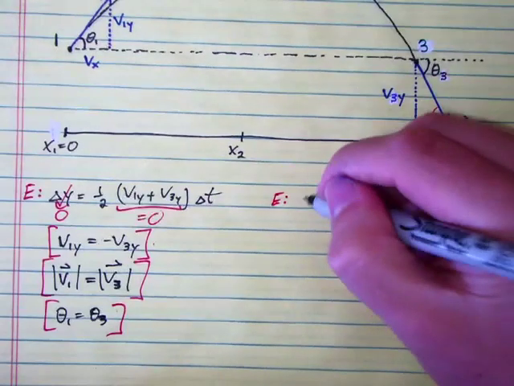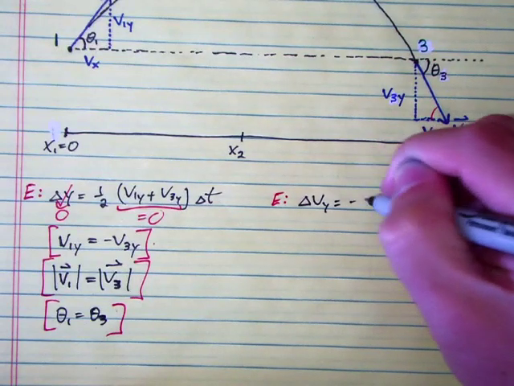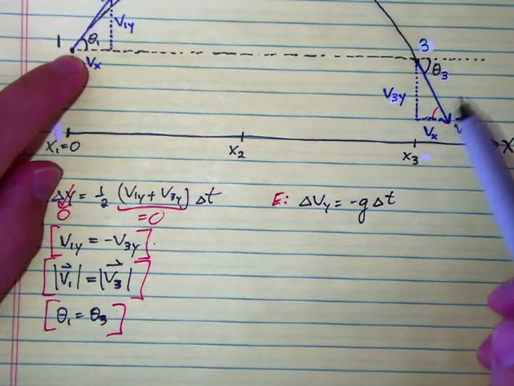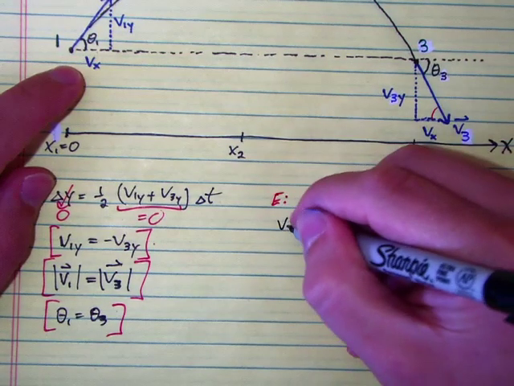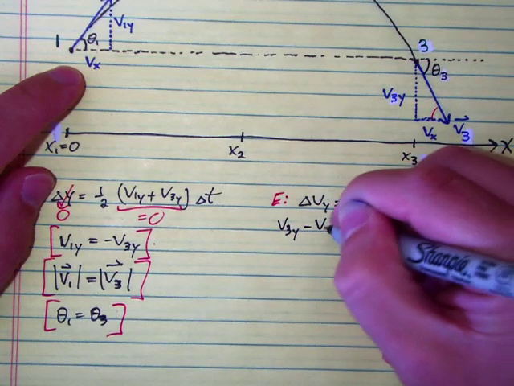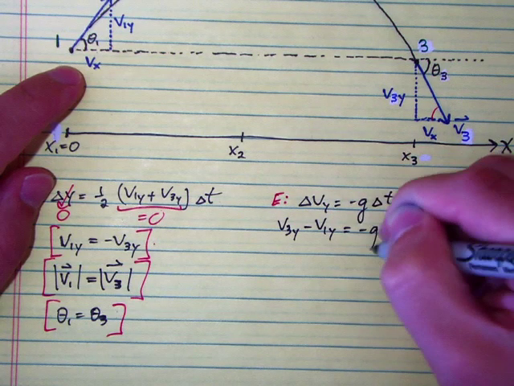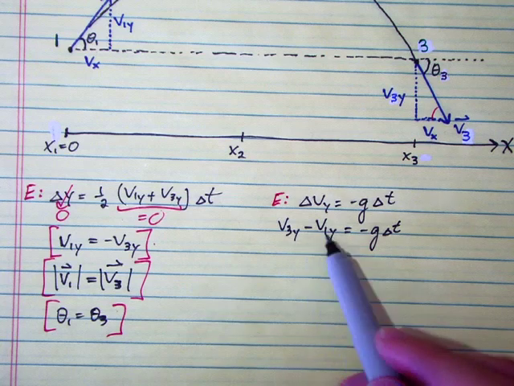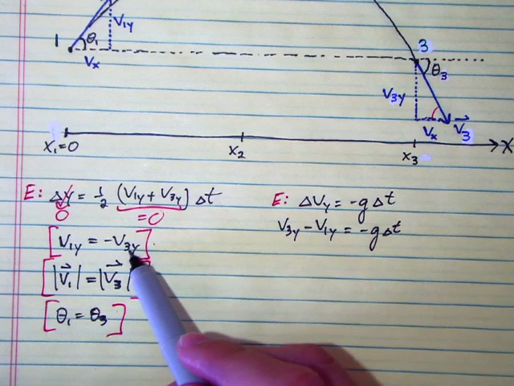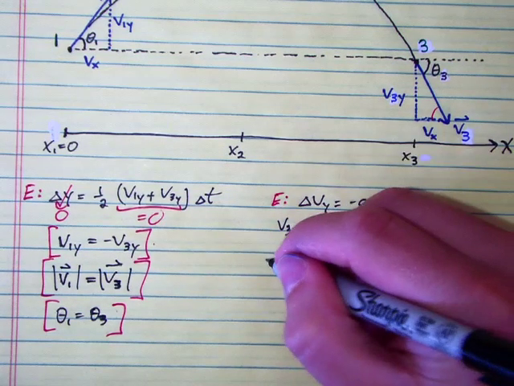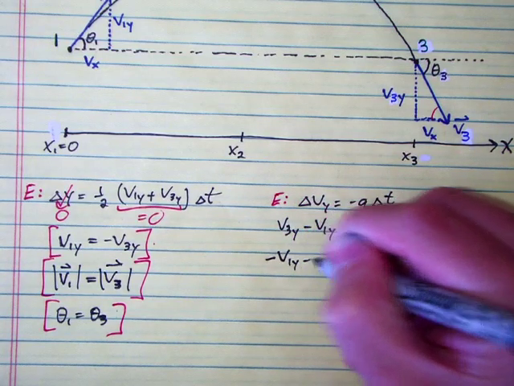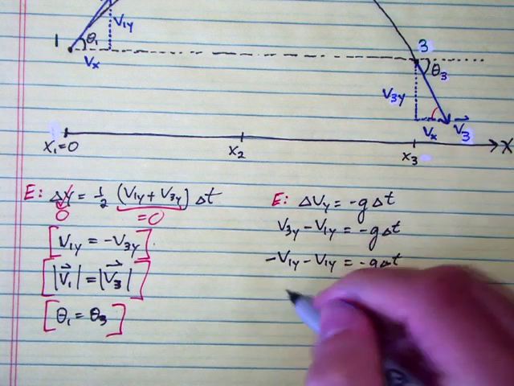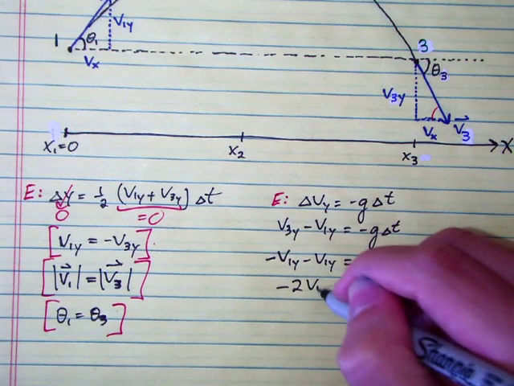So next equation, we'll say that delta Vy is opposite g delta t. So if we look at moments 1 and 3, v3y component minus v1y component is negative g delta t. We showed a moment ago that these two are equal and opposite, or v3y is the opposite of v1y, so I could replace it with opposite v1y minus v1y. Therefore, the left-hand side is negative 2 v1y.